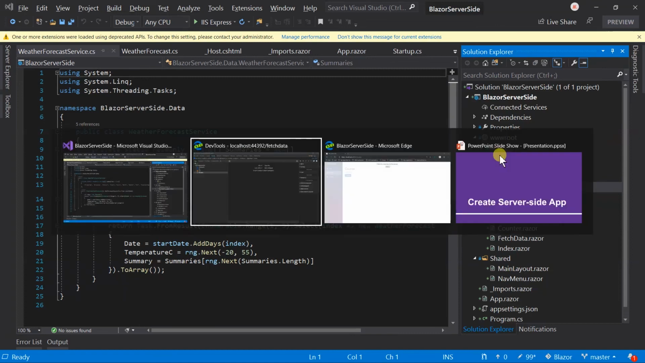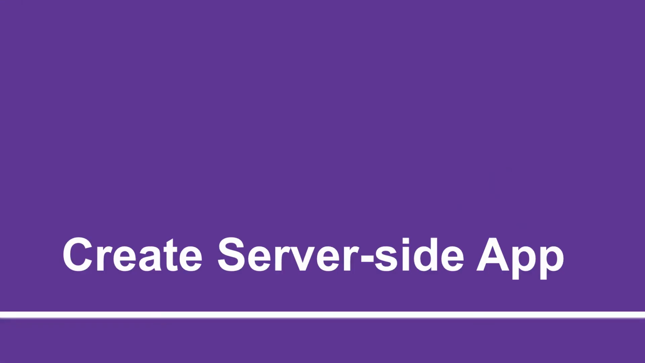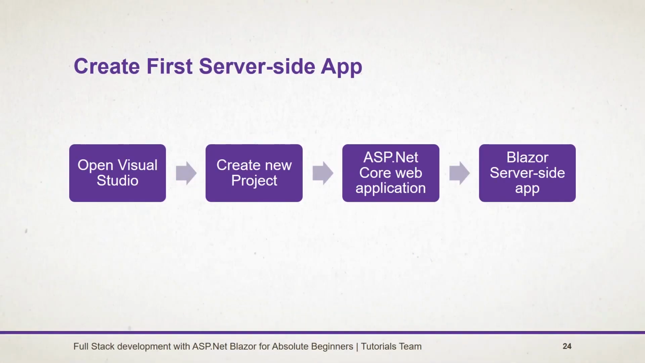So, let's see what we have learned in this session. For creating a server-side app, we need to create a new project of type ASP.NET Core Web Application and select the Blazor server-side app. In the next session, we will create the hosted app and understand its structure.